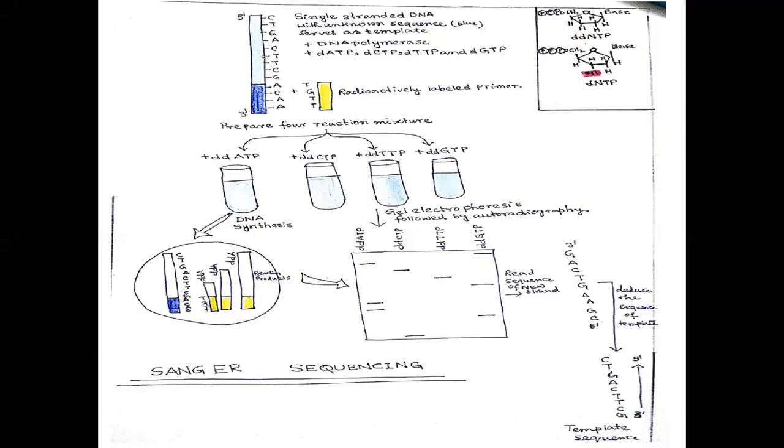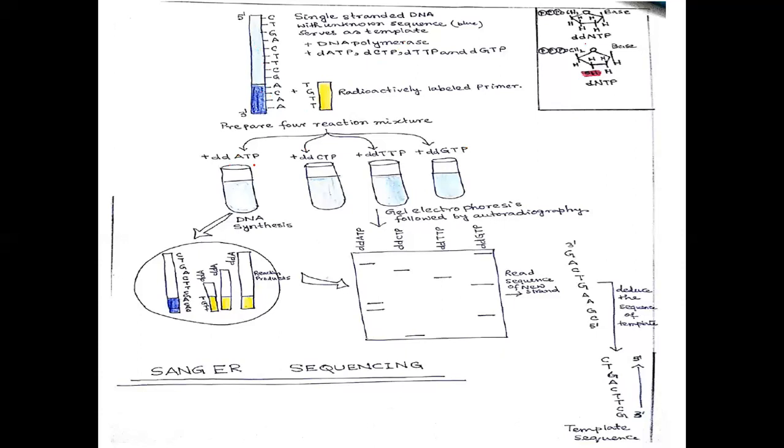So let's see. Suppose this is your target DNA, among which this particular region you know, this is known, and this particular region sequence you don't know. So you can design a primer which is complementary to this region. Okay. And along with that, you will use polymerase, dNTP, and along with dNTP, you will take dideoxynucleotides.